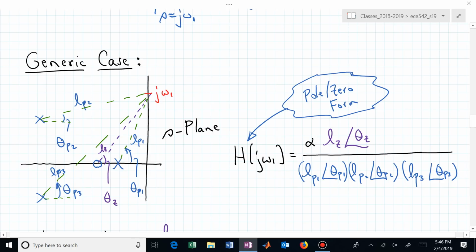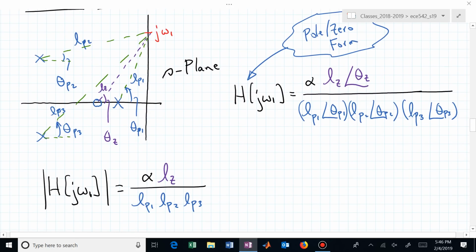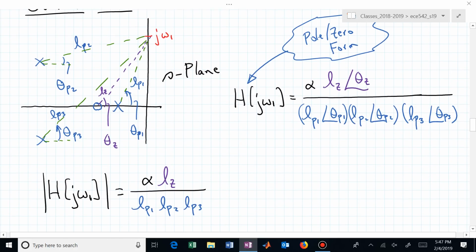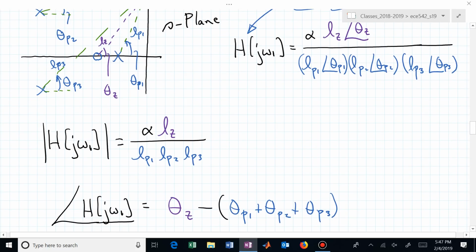Each factor now has a magnitude and angle associated with it, and if we just wanted the magnitude of that transfer function, we could just take those lengths and combine them, where the numerator factors are in the numerator and the denominator lengths or factors are in the denominator. And if we wanted the phase, we would do the algebraic sum of those individual angles for the various factors. All of the numerator angles would be added, and we would subtract all of the angles from our poles.